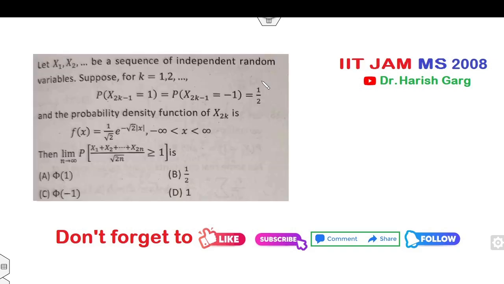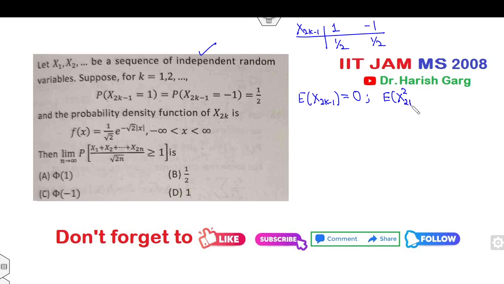Okay, look at this another one. If xi's are the sequences only independent such that x of 2k minus 1 is either 1 or minus 1, probability is half and half. Can you find the mean of 2k minus 1? 0. What is the E of x square of the 2k minus 1? So that will be 1 square times half plus 1 square times half, which is 1.